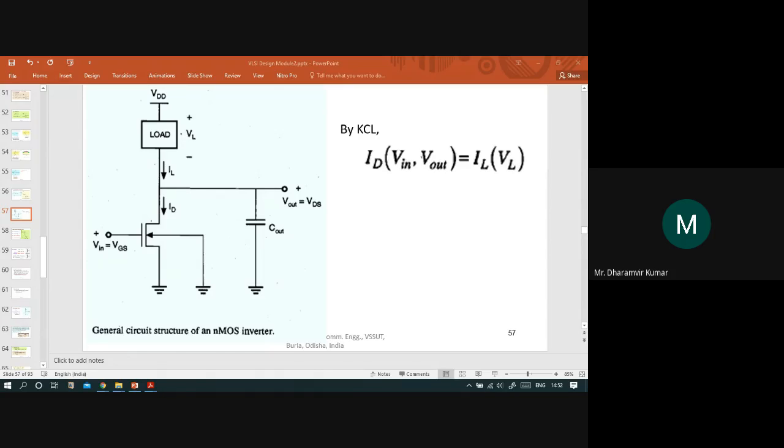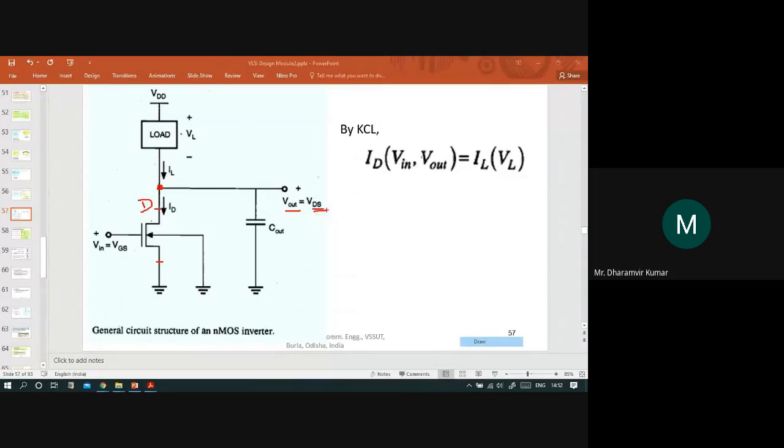So this is the case for a simple, general inverter circuit. The output signal, V out, is also equal to VDS, because this is the drain terminal and this is the source terminal, which is connected to ground. So this V out is the potential difference between the drain and the ground or source. So this is also equal to VDS.